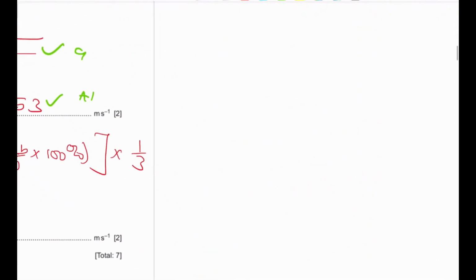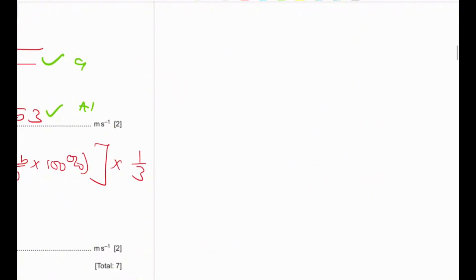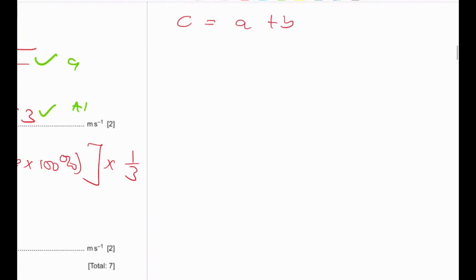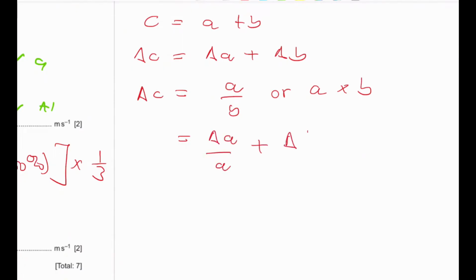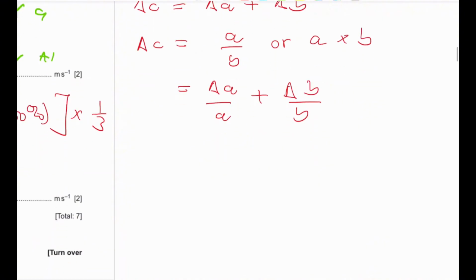Where is this coming from? We know that if c is a plus b, then the uncertainty in c will be the uncertainty in a plus the uncertainty in b. If c is a over b, or a times b, then what you add are the fractional uncertainties of these two things, so delta a over a and delta b over b.